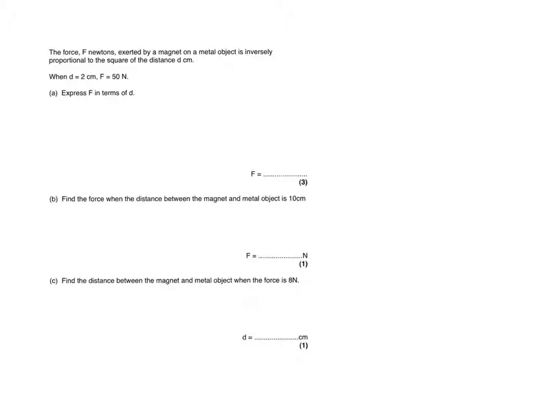The force, F newtons, exerted by a magnet on a metal object is inversely proportional to the square of the distance d centimetres. When d is 2, F is 50. Express F in terms of d.